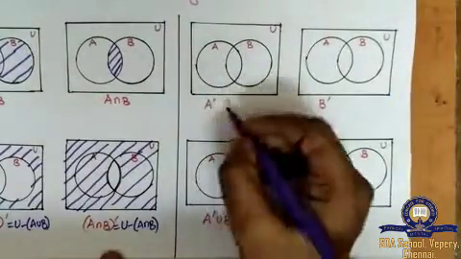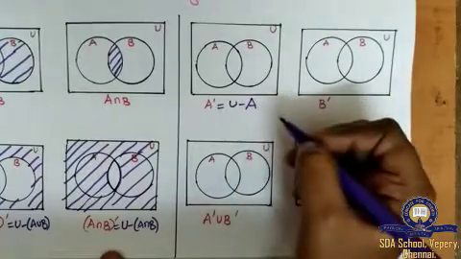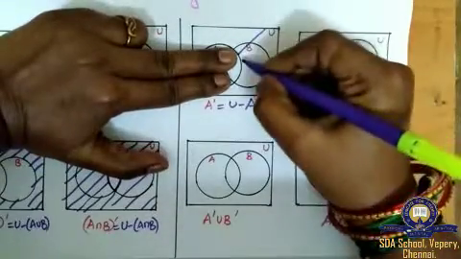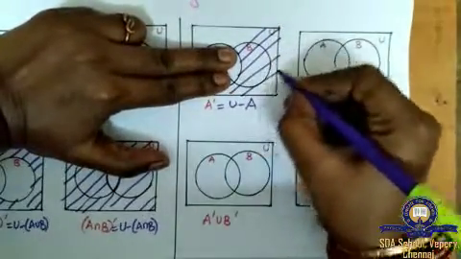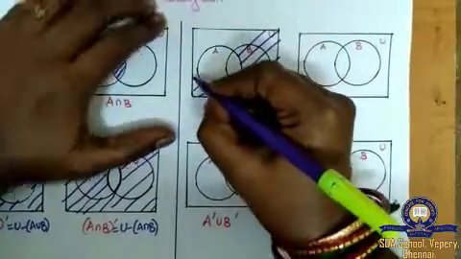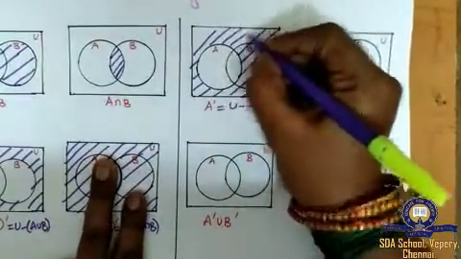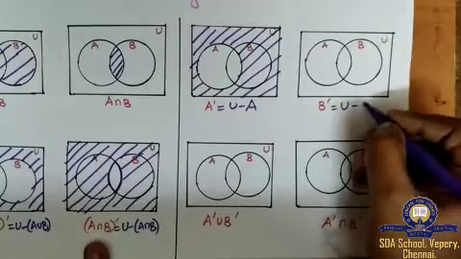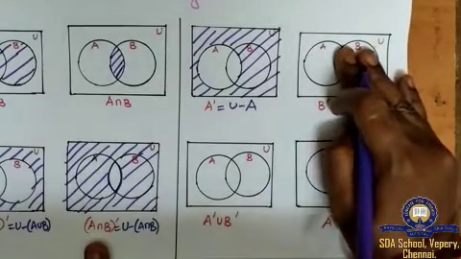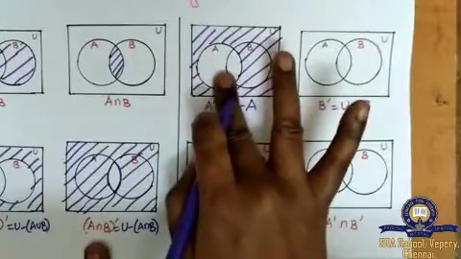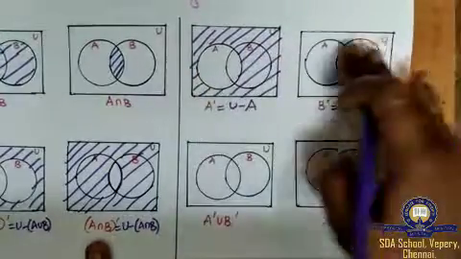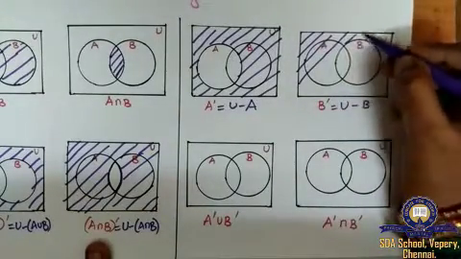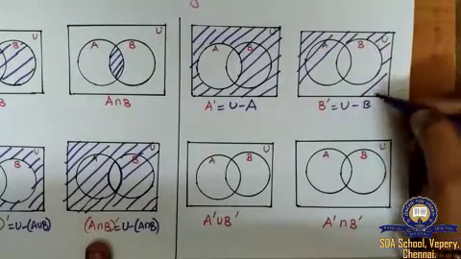Next, A dash. What is meant by A dash? I've told you, U minus A. U minus A means we have to leave the full A circle and shade the other part in the B and also the universal set. Clear? Then B dash means U minus B. That means you have to leave the full B circle. In A dash we left out only the A circle. In B dash you have to leave only the B circle. Then you have to shade the A circle and then the universal part.